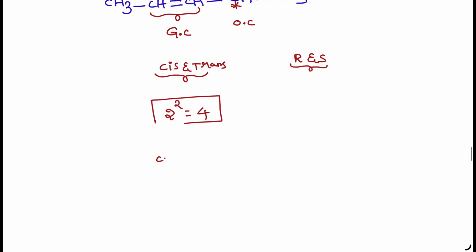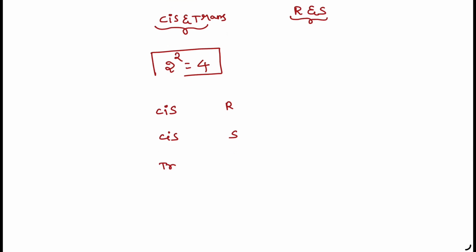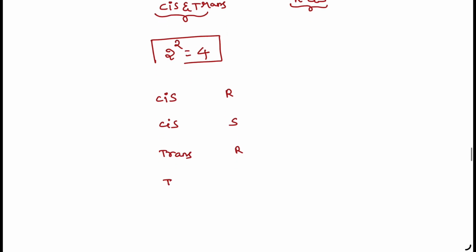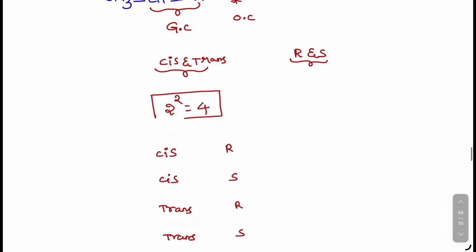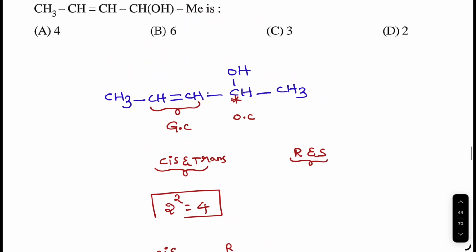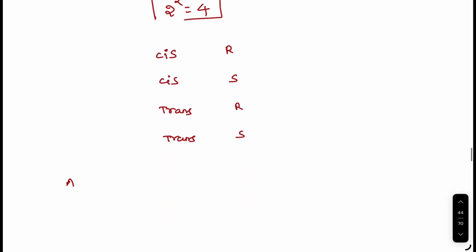What are the 4 isomers? If you see, cis R configuration, cis S configuration, trans R configuration, trans S configuration. So this is the configuration of the geometrical center, and this is the configuration of the chiral center. Totally 4 possibilities. So the answer must be 4. So the answer is A.